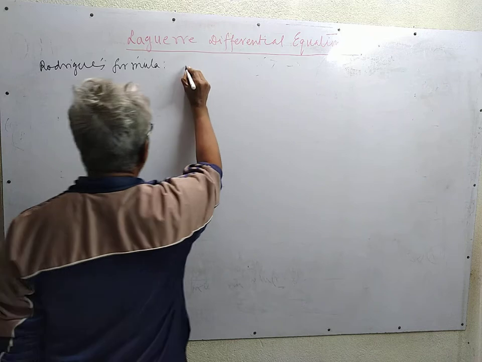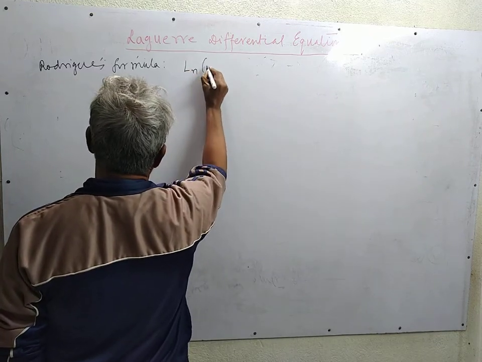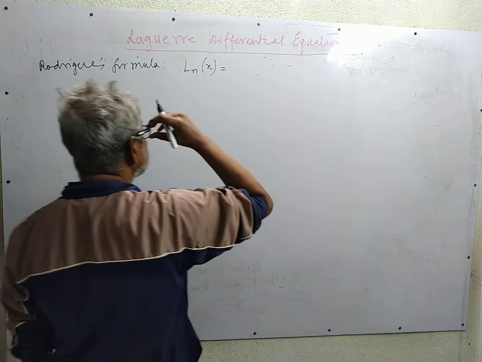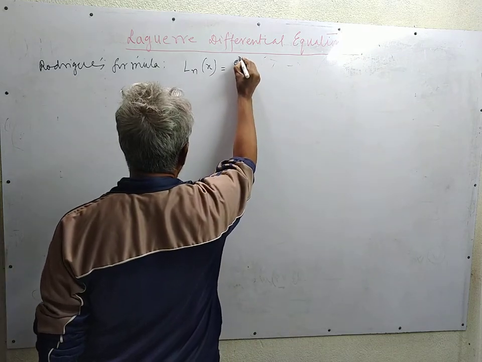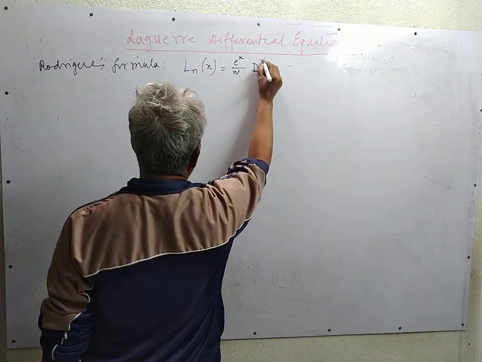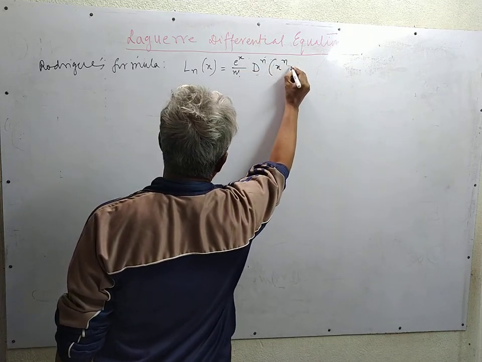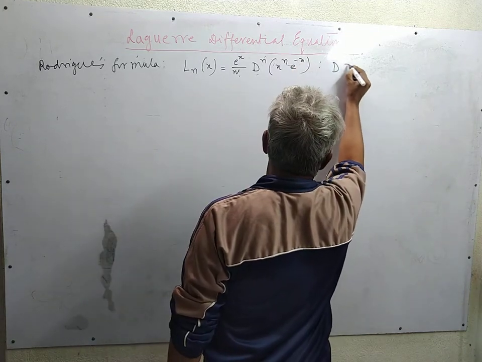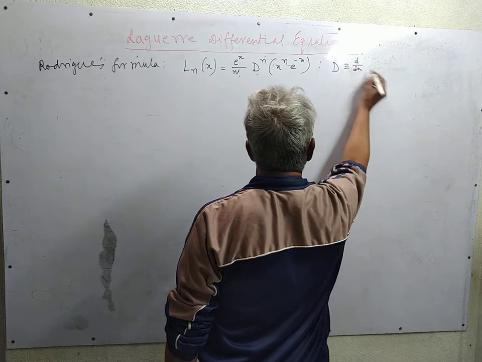For the Laguerre differential equation, as per the choice of C0 we opted here, this is e to the power, where D, capital D, stands for d/dx.